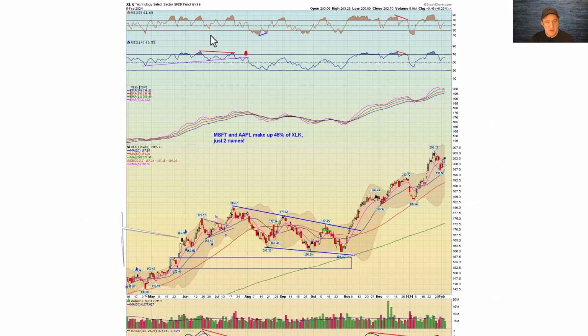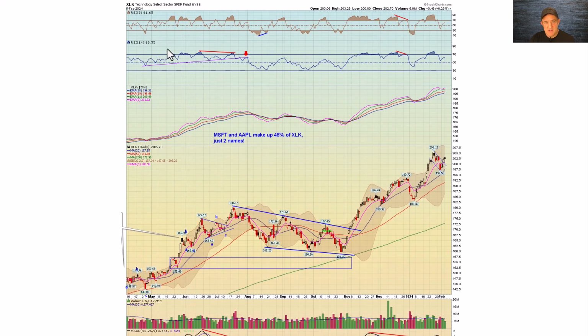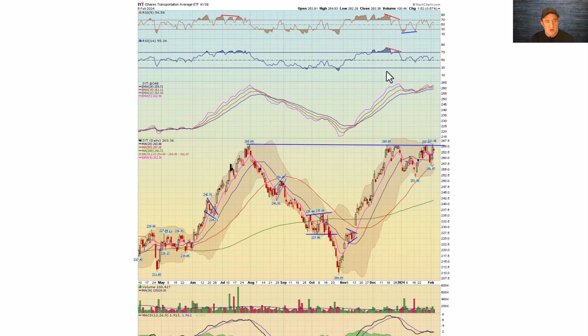Moving on, chart number 32, here's XLK technology. Still looks okay, right? But again, guys, with XLK, this technology ETF, Microsoft and Apple make up 48% of it. So it's heavily weighted, and that's how the market has been. Chart number 33, here's transport, still has the same pattern, still has this kind of cup and handle look for now. So one for the bulls if this can hold up.